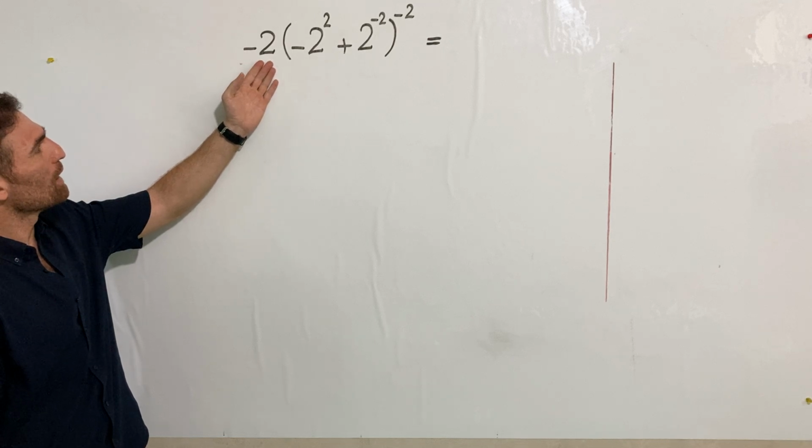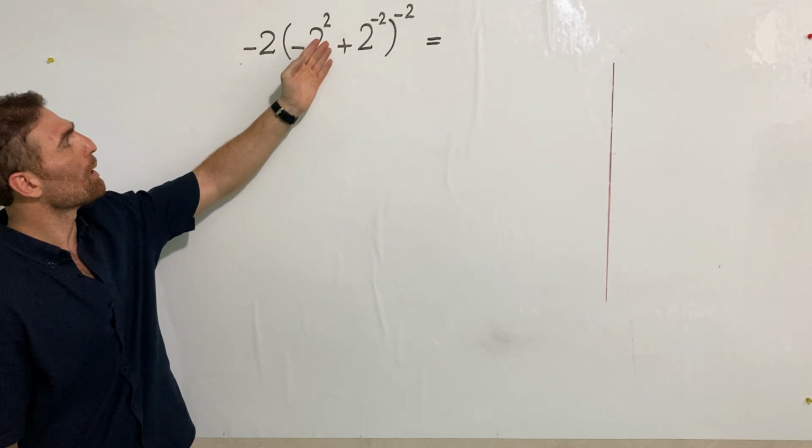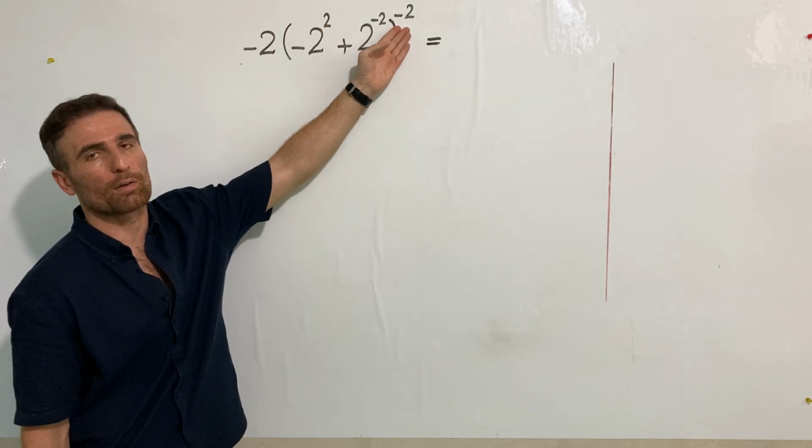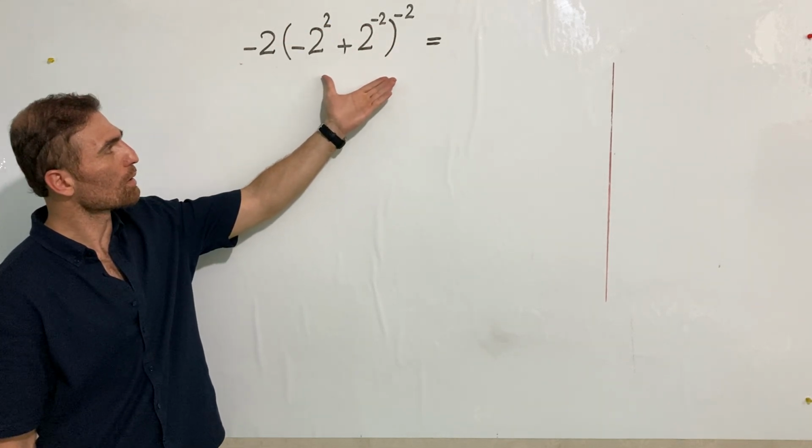We are going to find the value of negative 2 times (negative 2 to the power of 2 plus 2 to the power of negative 2), whole raised to the power of negative 2. But where should we start the solution?